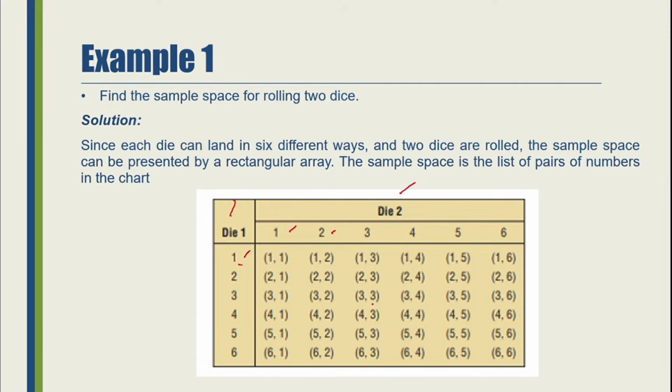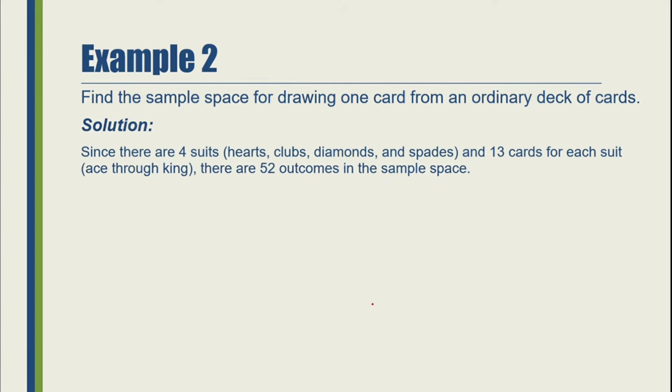So next we have example number 2. Find the sample space for drawing one card from an ordinary deck of cards. Of course, an ordinary deck has 52 cards. We have the club, the spade, heart, and diamond. Club, or flower. Solution: there are 4 suits in the deck of cards, hearts, clubs, diamonds, and spades, and 13 cards for each suit, ace through king.